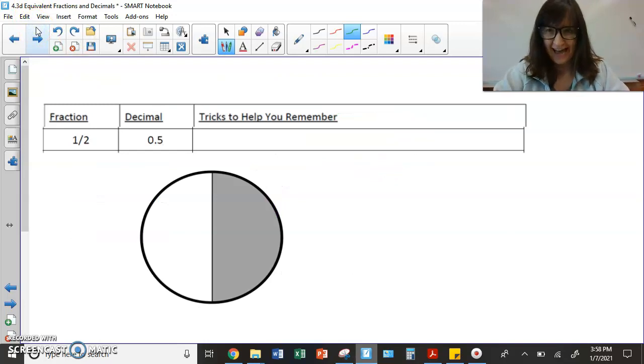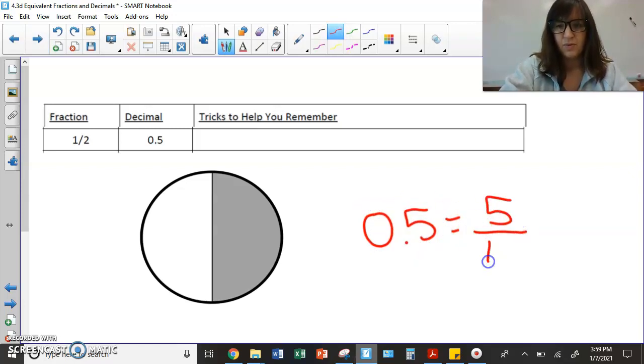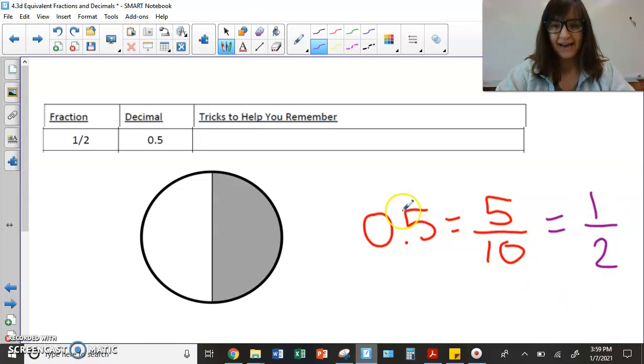Now, when it comes to 1/2, the decimal for 1/2 is equal to 0.5. The reason for that is because the 5 is in the tenths place, and we learned that 0.5 is equal to 5/10. Well, 5 is half of 10, so that means 5/10 is equal to 1/2. So half of the tenths place is 5. That's why the 5 is there. This picture right here would represent 1/2 or 5/10.